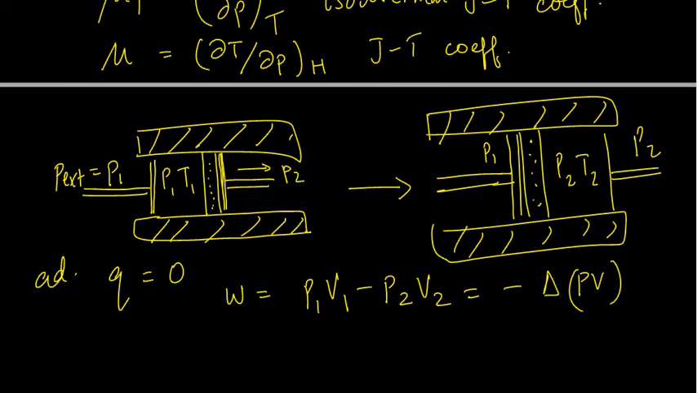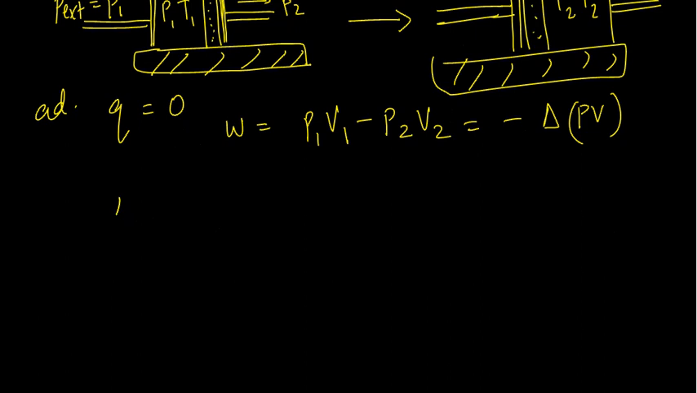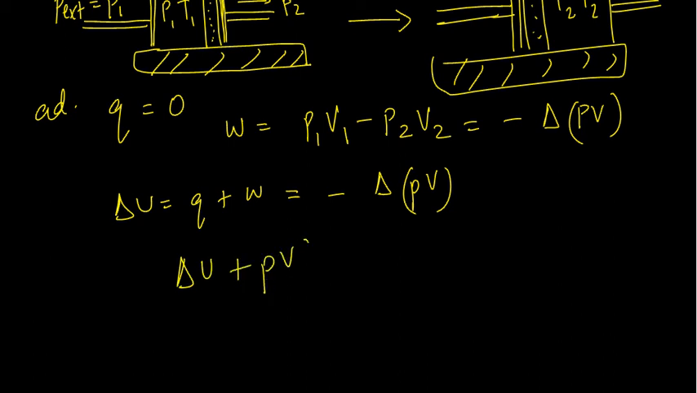So let's get back to the first law. Delta U is equal to Q plus W, which is equal to 0 minus delta PV. Q is 0, it's adiabatic. So I rearrange this and get delta (U plus PV) is equal to 0, or delta H is equal to 0.